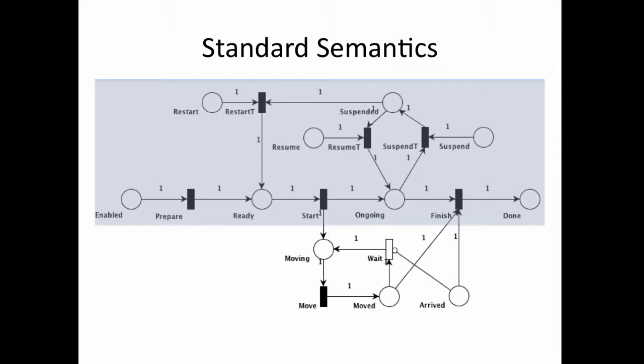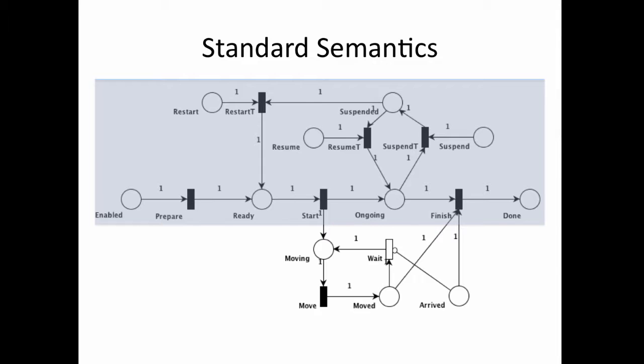We can handle interrupts or exceptional conditions with the places and transitions up above. We could suspend the action, and it could be suspended. Then we can resume a suspended action, in which case it'll return to ongoing. Or we could restart an action, which requires us both to suspend it, stop what we're doing, and then start over again and go back down through the ready loop. So we'll look at that in a minute. But these are our standard semantics. Any Xnet will have those.